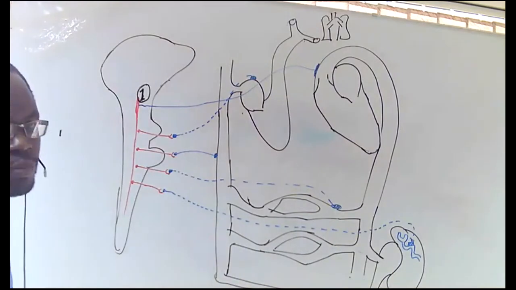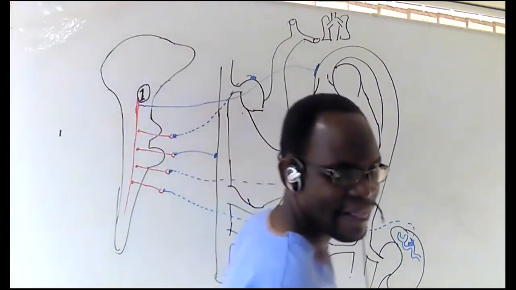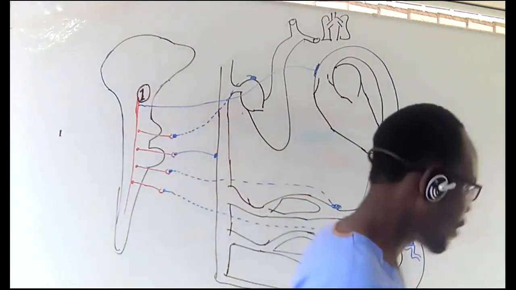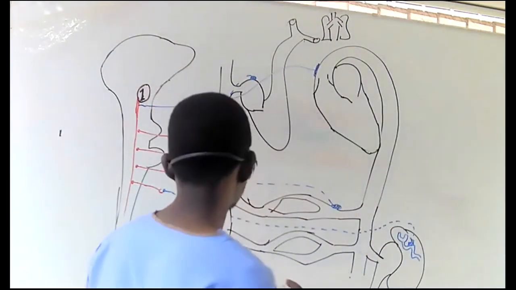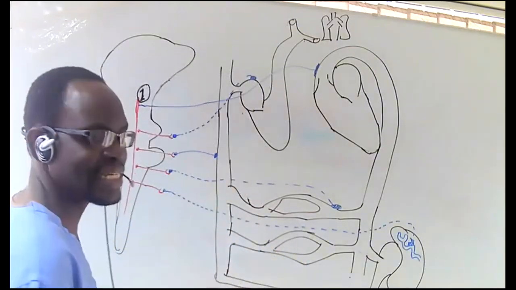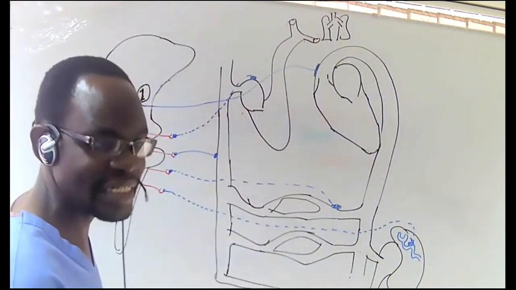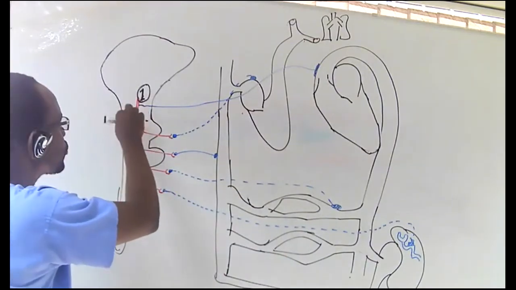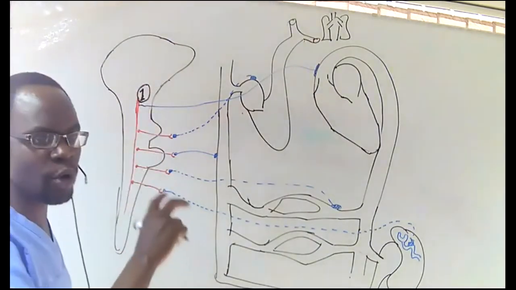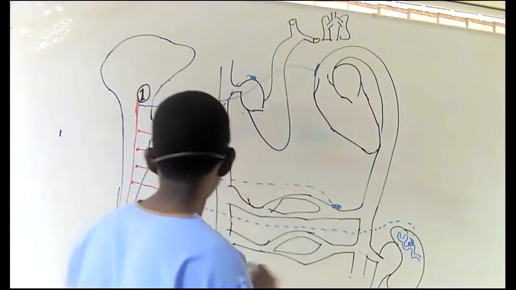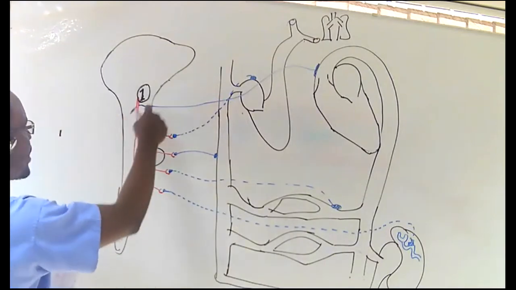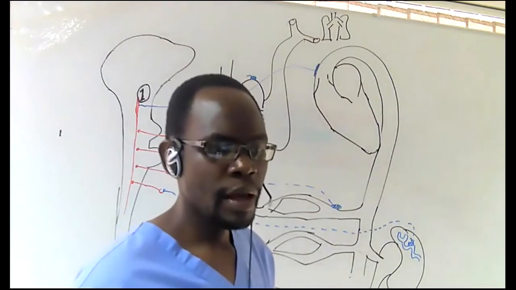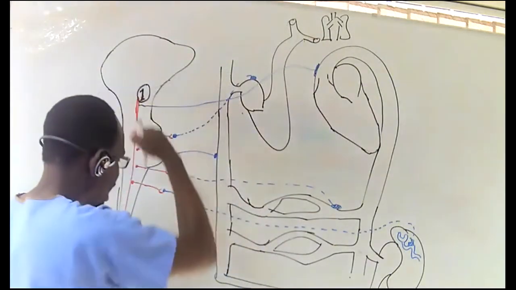Number one are going to be the centrally acting antihypertensives. They are also referred to as centrally acting sympatholytics. So what happens here? I'm going to describe it a little bit more. Remember, in this place, they are neurons.